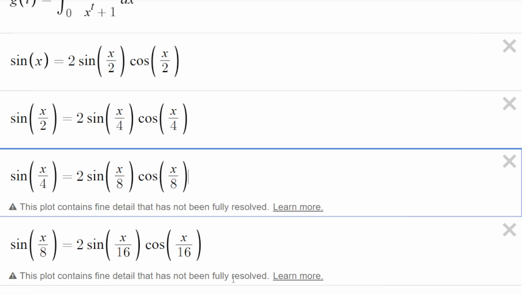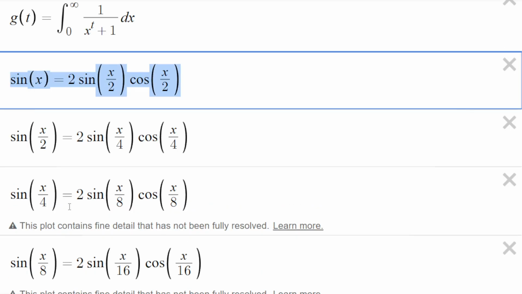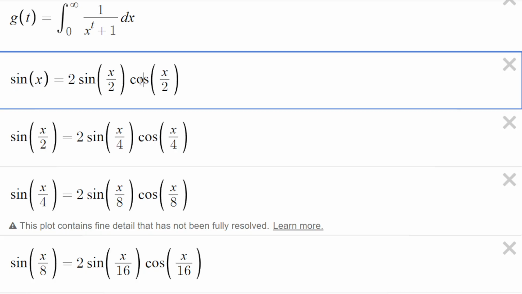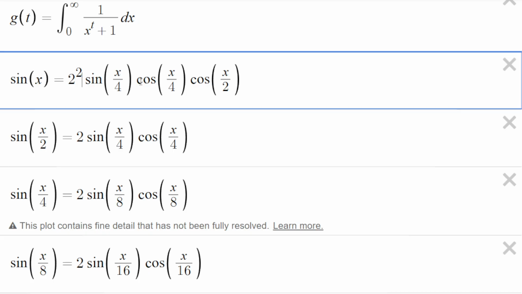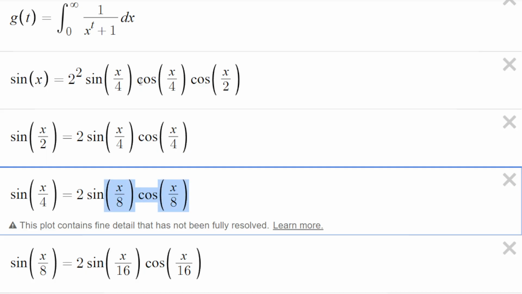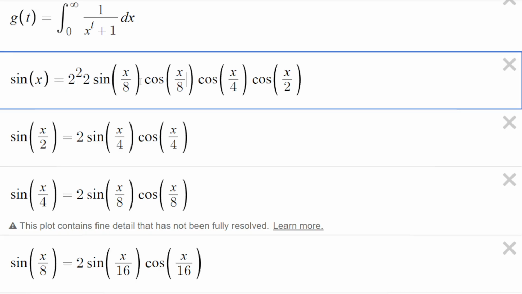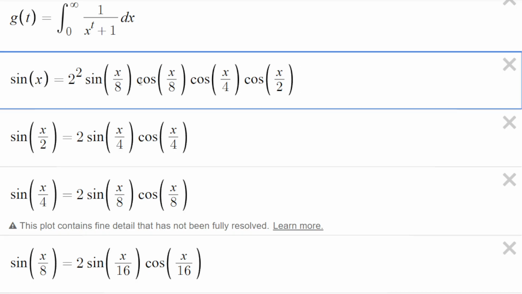Okay. Now let's go back to this expression right here, and we'll plug in what we know sine of x over 2 is. Sine of x over 2 is this. So we're just going to put it right here. And this is actually 2 times 2, and we're going to write that as 2 squared. All right. And now we also know what sine of x over 4 is. It's this. So we can replace that right here. And this is going to be now a 2 cubed.